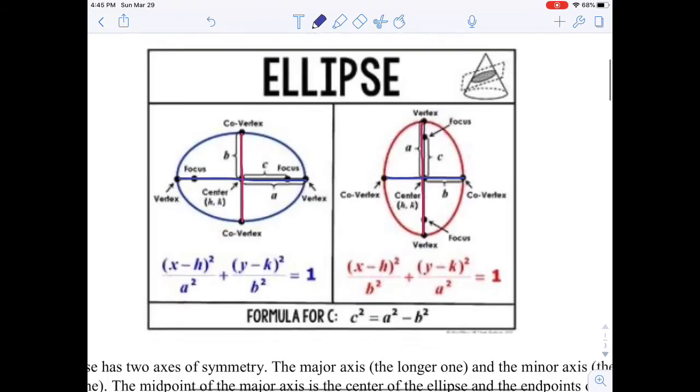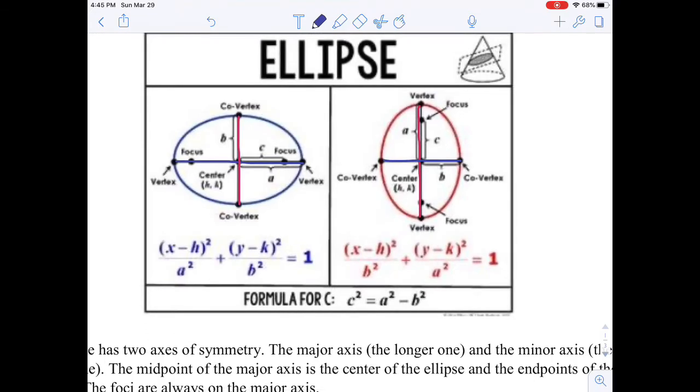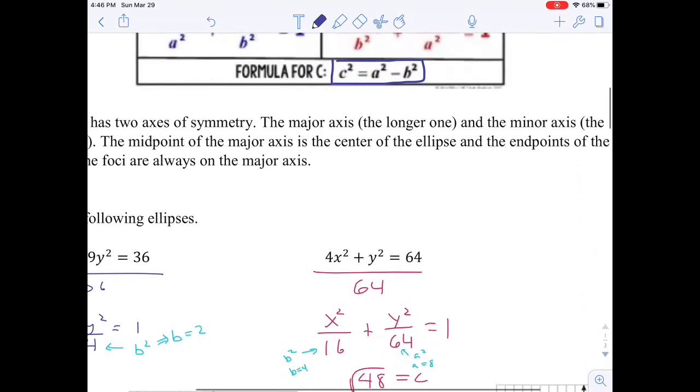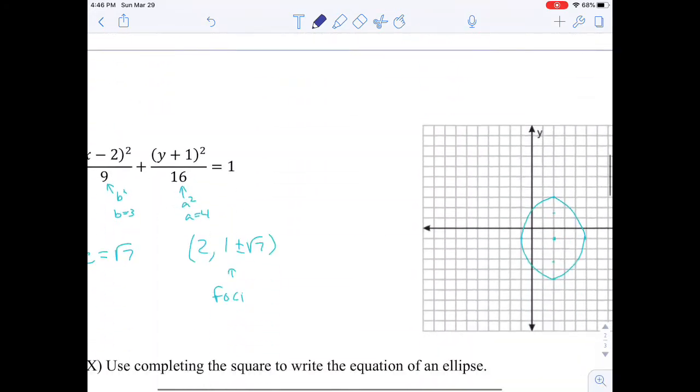If you look at your formula, it's very, very similar regardless of which one. H and K are the center of the ellipse. And then A and B, you know to switch. A is always your larger axis and B is your smaller one. And that's important to help us find what C is, using that formula below to help us find where our foci are. So we learned how to graph some of them earlier, but now we're going to learn how to write some equations.